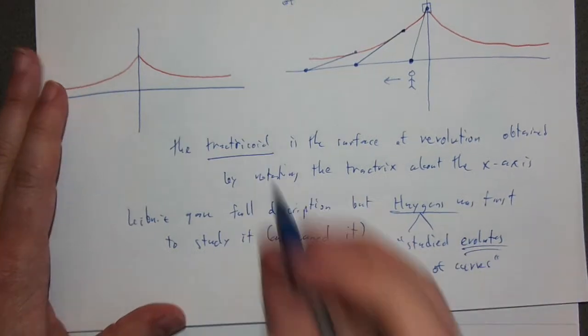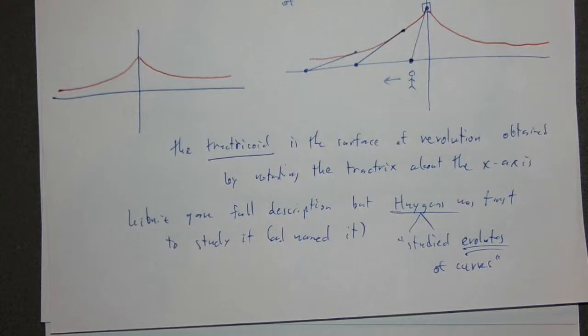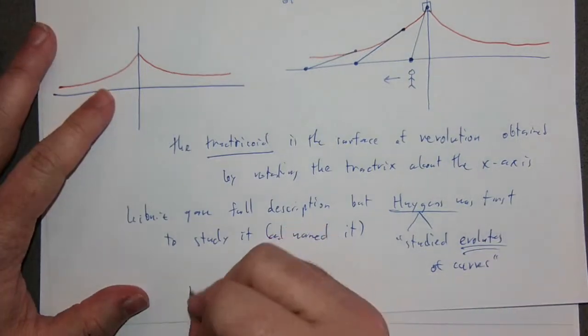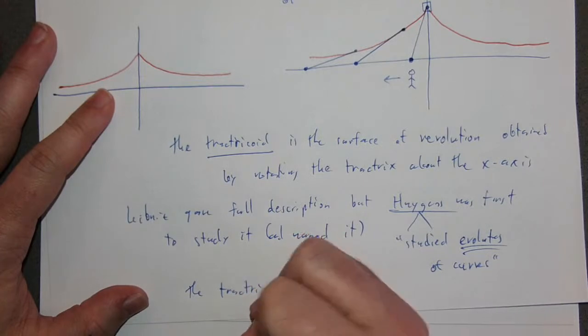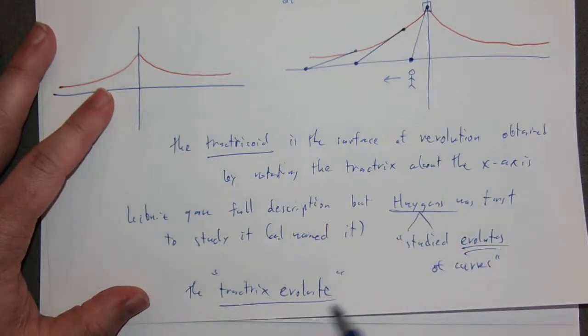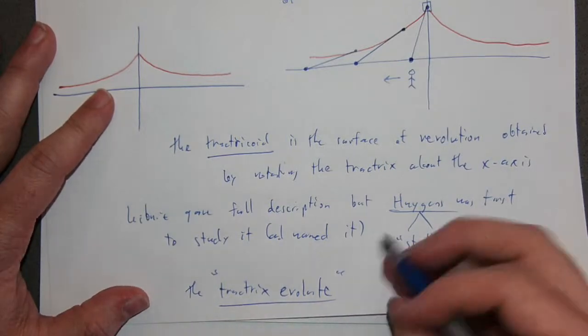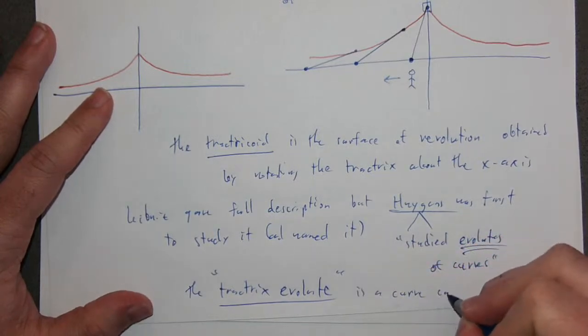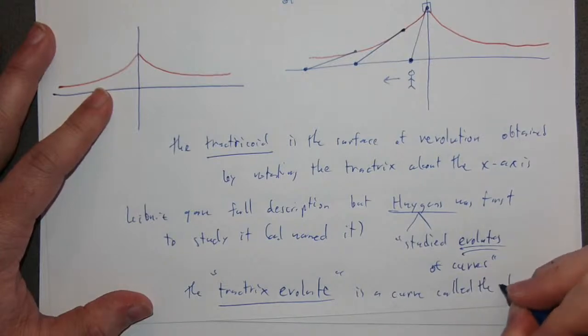Okay, so this is where the tractrix comes in. The catenary, or catenary, depending on your pronunciation in English. I think British people say catenary, and American mathematicians say catenary. This is the evolute of the tractrix. I'm not going to describe evolutes and involutes of curves. You can have a look at those. If you look at the wiki article on evolute, I'm 100% sure that it will also talk about involutes. So the tractrix evolute is a curve called the catenary.